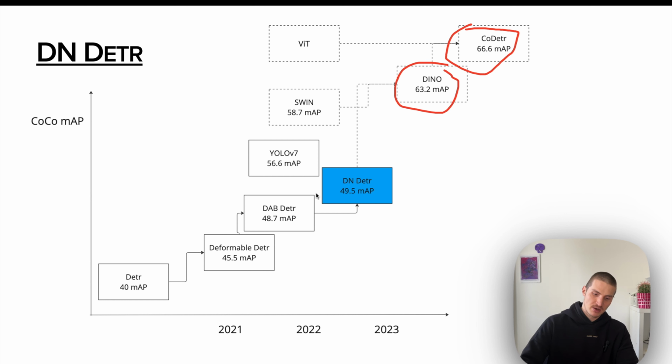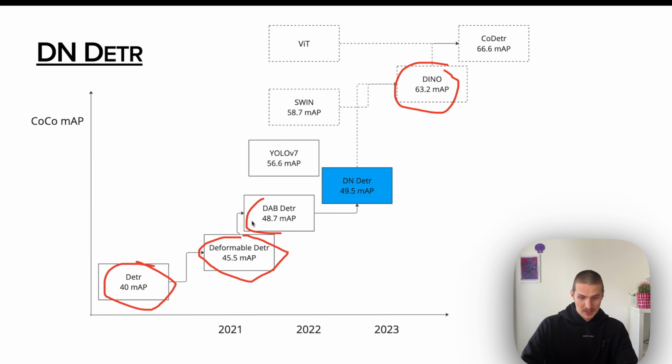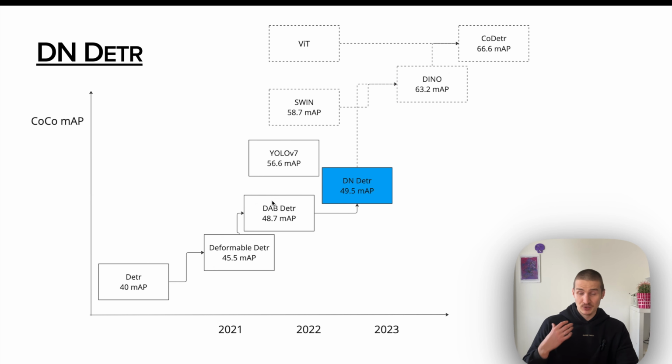And in my previous video, I also talked about the Detr itself and the variants such as deformable Detr, DAB Detr, and today Denoising Detr. All of those are actually a big part of the current state of the art. These techniques are additive, and using all of them in your model makes it even better.